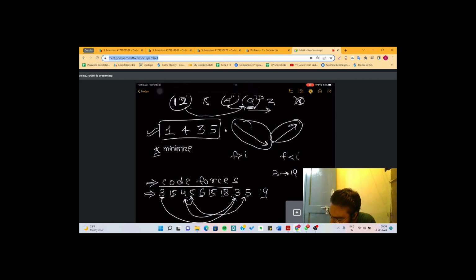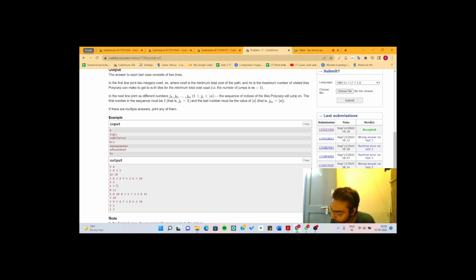Then from 5 we go to 6, and from 6 we go to 15, then back to a 15, and then from 15 to 18, and then from 18 to 19. So if you carefully look, this is the path that they have suggested. You go from 1 to the 8th index, then 3rd, then 4th, and so on. So this is what they have suggested.